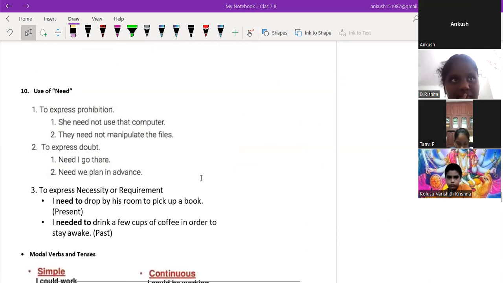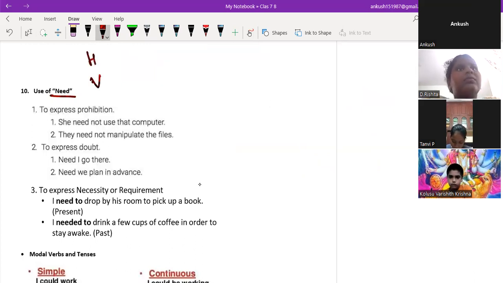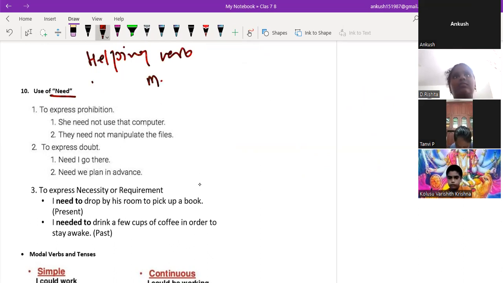Okay, now let us go to another one, that is "need." Sometimes it is used as a helping verb and sometimes it is used as a main verb also. Did you get it? Now how is it working there?